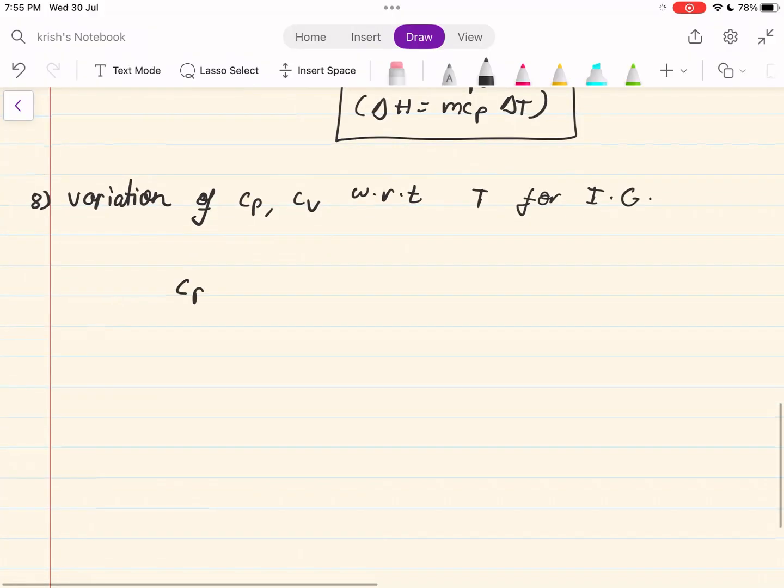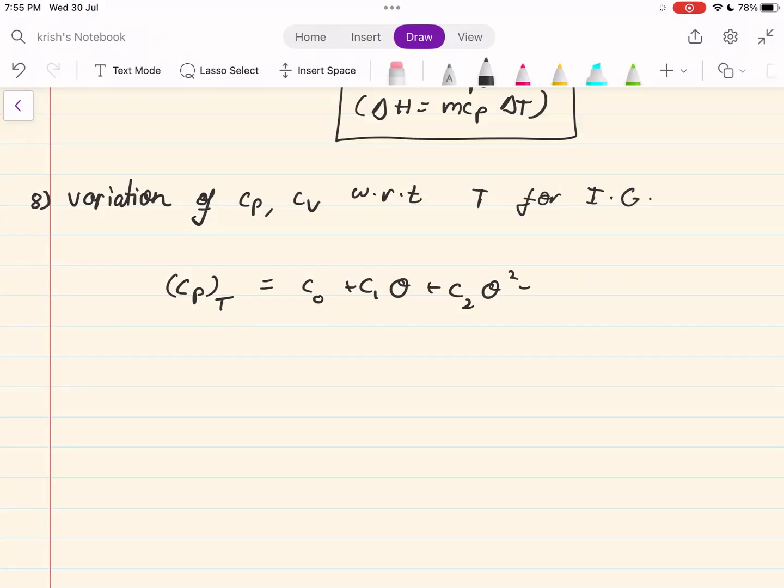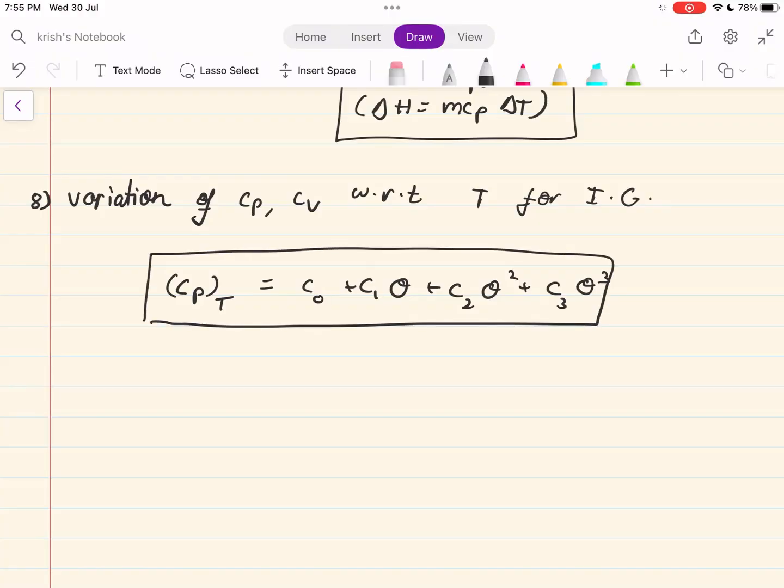Cp, variation with respect to temperature, is given by C0 plus C1 theta plus C2 theta square plus C3 theta cube, where theta is the given temperature divided by 1000 and C0, C1, C2, C3 are obtained from table 8.6 for different gases.